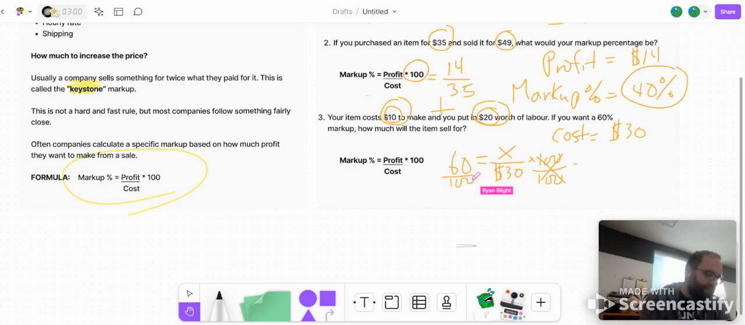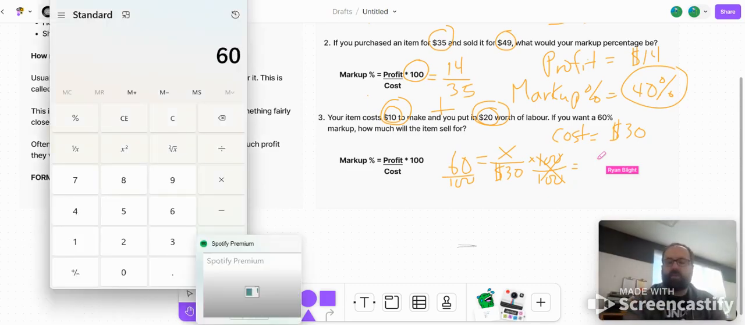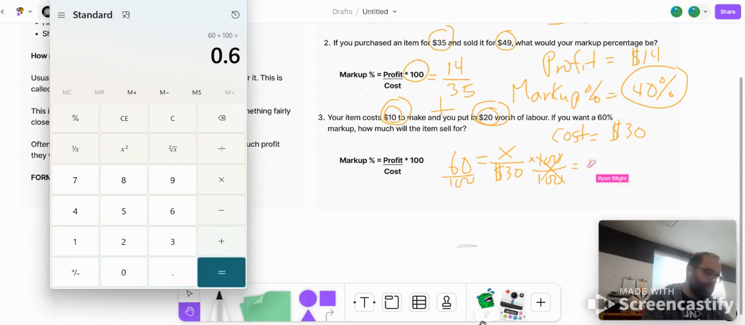So now we're left with 60. Sorry, let me just go back here. So 60 divided by 100. 60 divided by 100, obviously, is 0.6. So 0.6 equals x divided by 30. Okay?